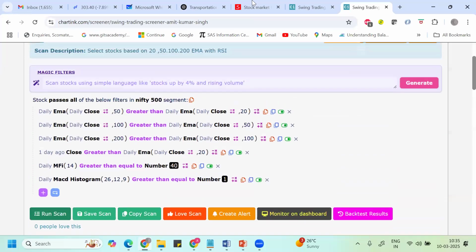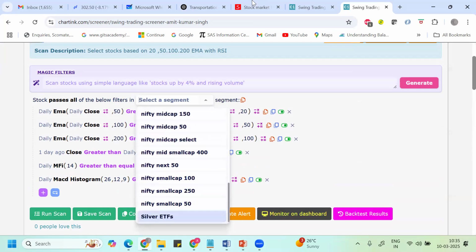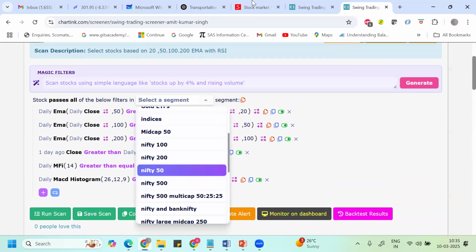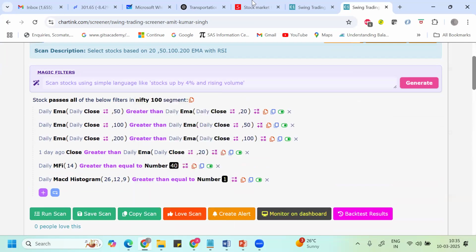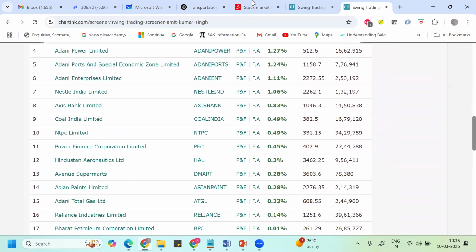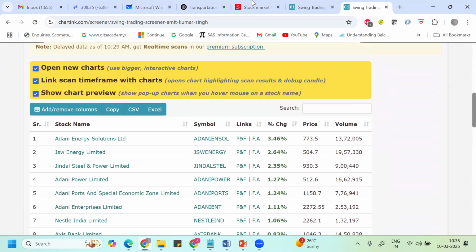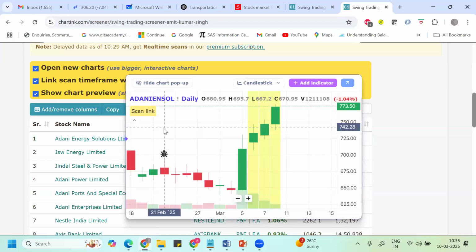Here Nifty 50, 500 is there. If you want only the best 50 or 100 companies, you can select that. It's up to you. If I say I want only good 100 companies, I don't go below 100 companies, so I selected Nifty 100 and ran the scan. Out of 100 companies, around 23 companies are there which you can consider for swing trade. So very easily you can find these stocks and then hold them for 1 week to 1 month.